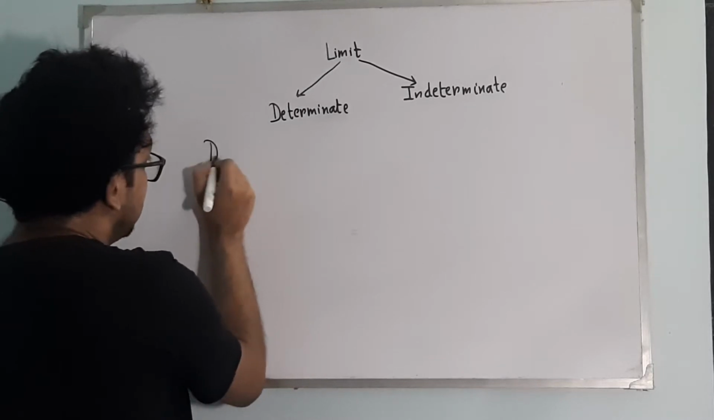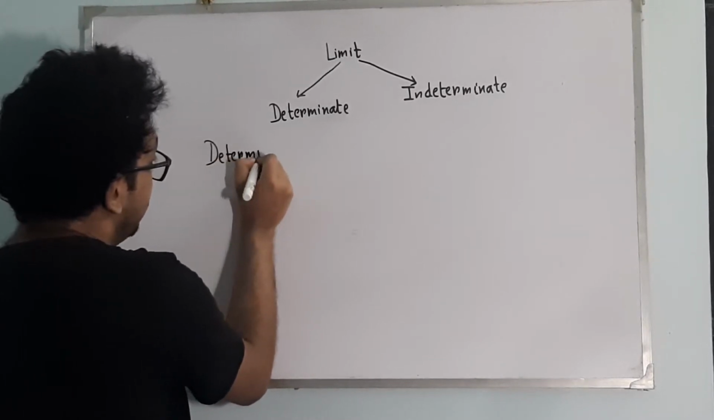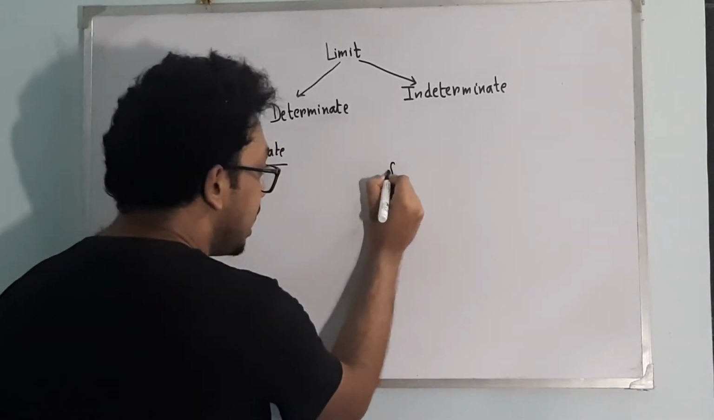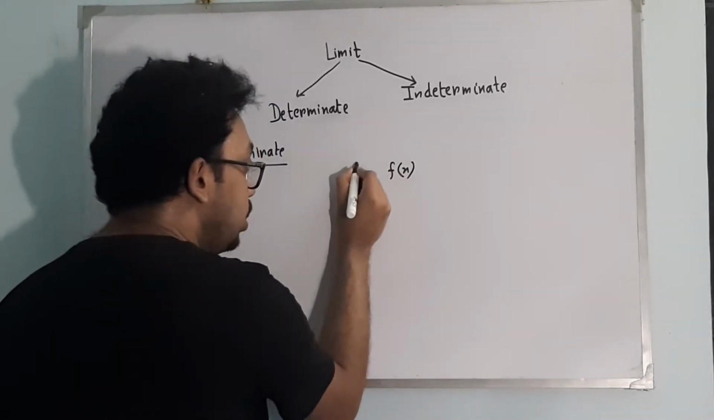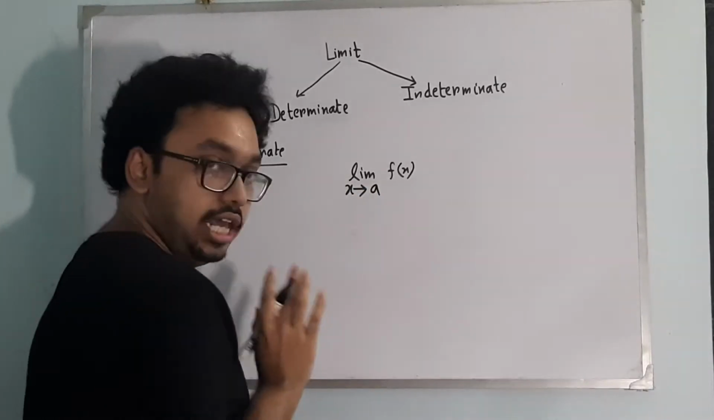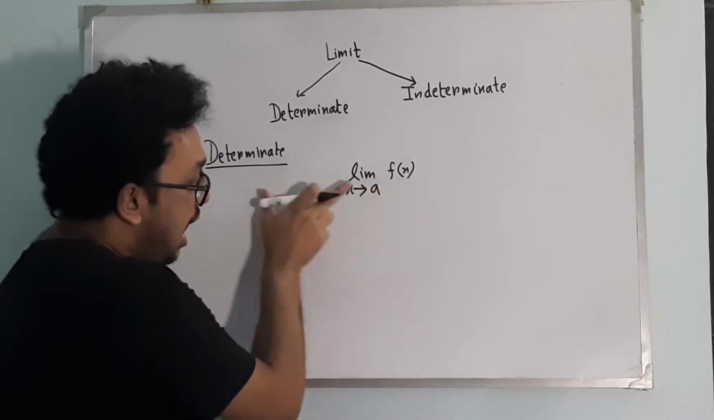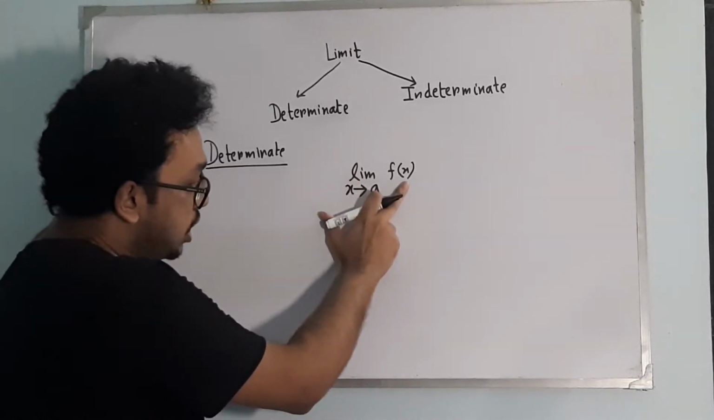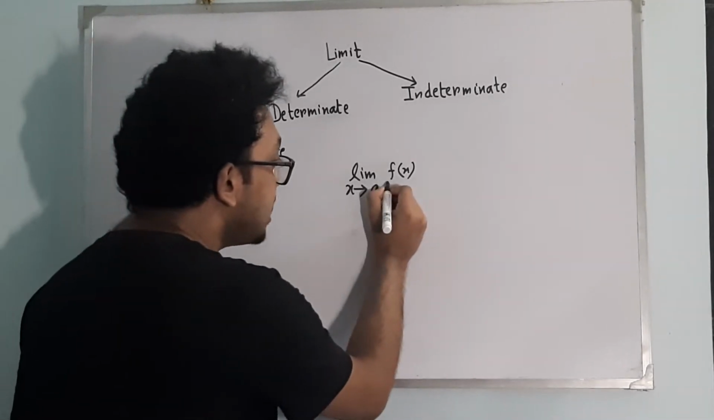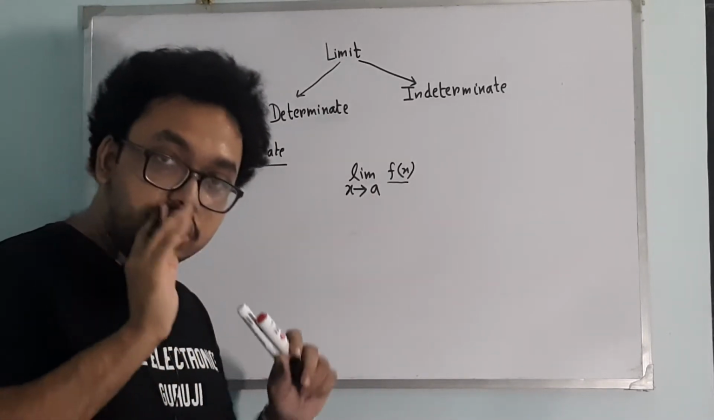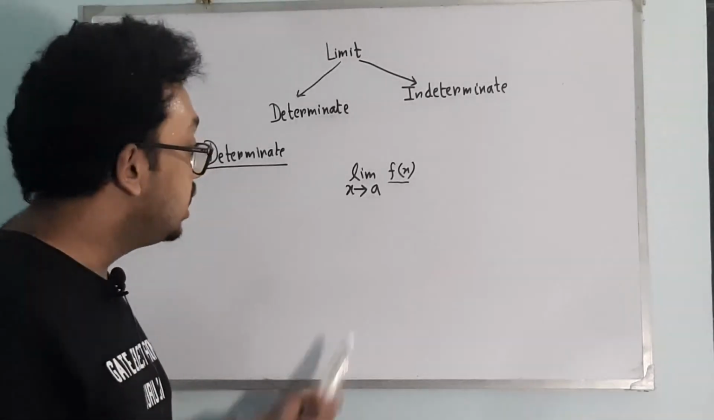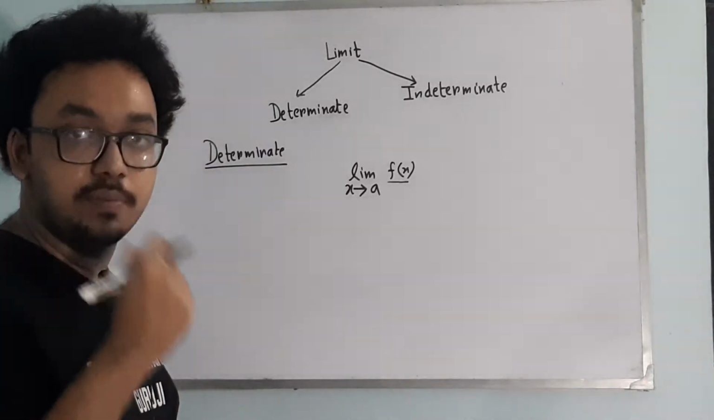So I am first discussing the concept of determinate form here. Suppose you have a function f(x) and you want to evaluate the limit of the function f(x) when x tends towards a. Now, if the function f(x) is such that just observing the function you can directly say whether the limit exists or not, then we will say that the limit is present in determinate form.